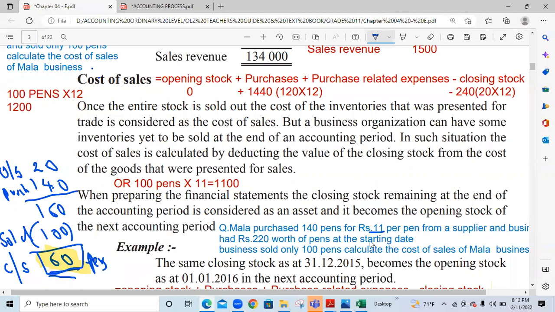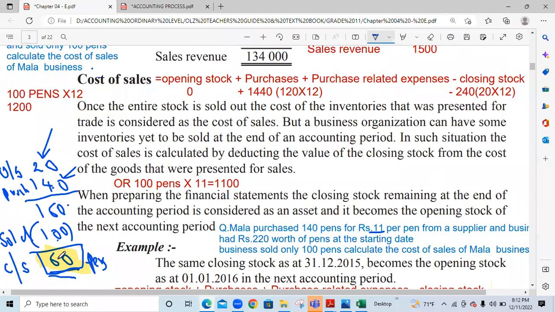How did I get 60? See, that's how. At the starting date, I had 20 pens. I purchased 140 pens, so I have 160 pens. I sold 100 pens, so 60 pens are still remaining.